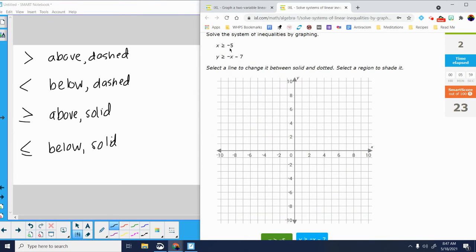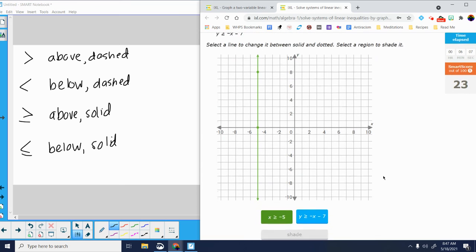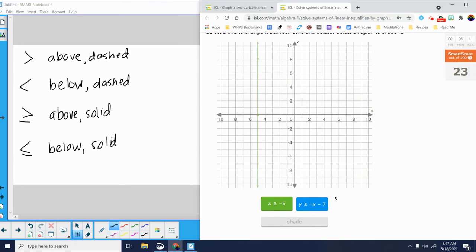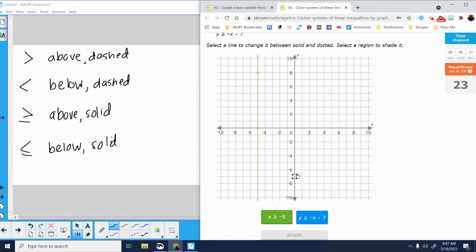All right, x is greater than or equal to -5. So again, that's a vertical line. That's going to be solid. Greater than means it's going to be on the right side. And then negative x minus 7. So that's going to have a y-intercept at negative 7 and a slope of negative 1. And because it's greater than or equal to, that's going to be above and solid.